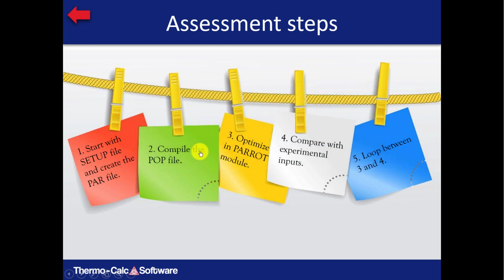During the assessment, first a work file, also called a PAR file, is created from a setup file. Then the POP file is compiled into the work file. Once done, we are ready to start the optimization, or in other words, adjusting the model coefficients. Very frequently, the phase diagrams and other properties are plotted during the assessment and compared with the experimental data. Steps 3 and 4 are repeated until satisfactory results are obtained. Let's run the setup file.